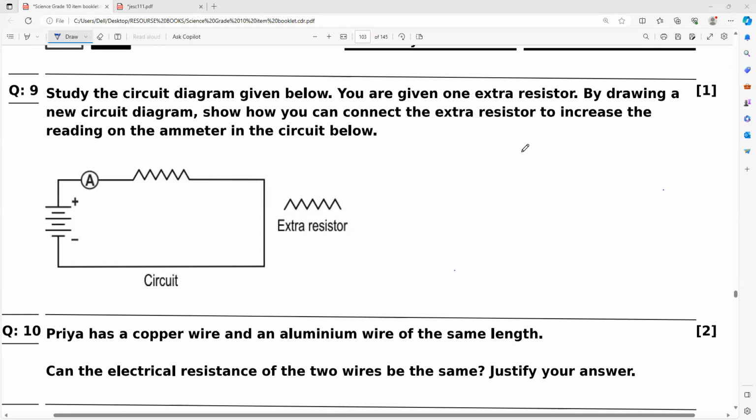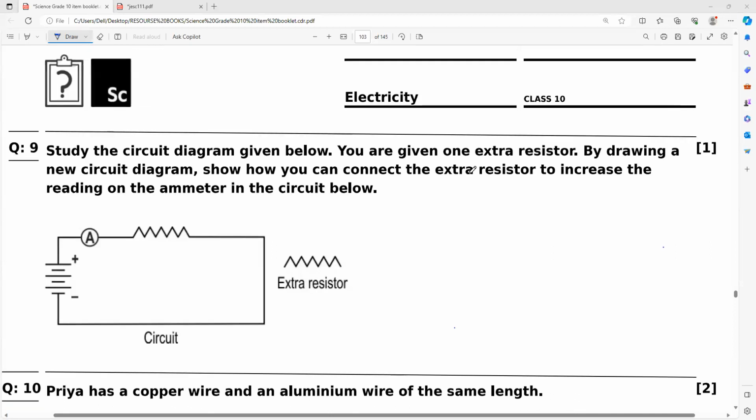Study the circuit diagram given below. You are given one extra resistor. By drawing a new circuit diagram, show how you can connect the extra resistor to increase the reading on the ammeter in the circuit. So we want to increase the current, guys. So what connection we have to make? Series connection or parallel connection? Parallel. Parallel connection. That's all. You make that, answer will be over.